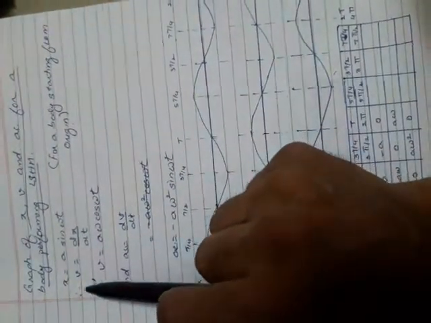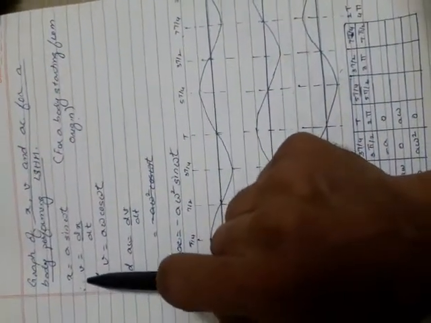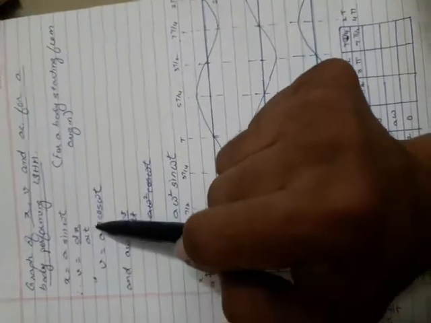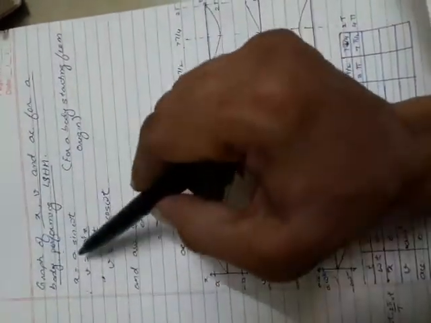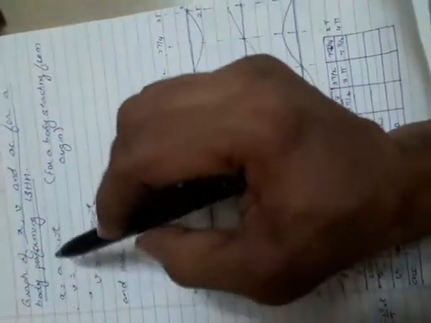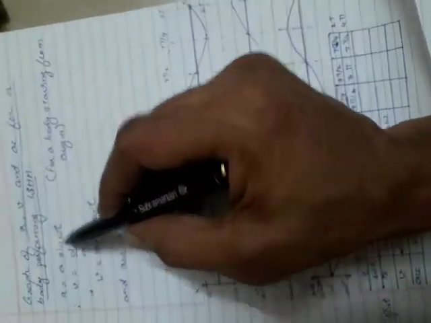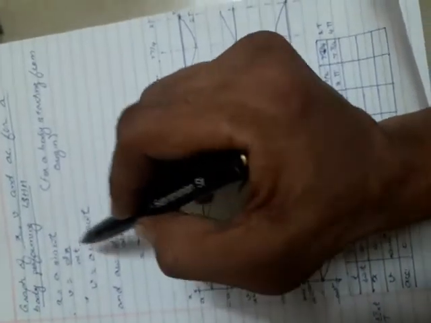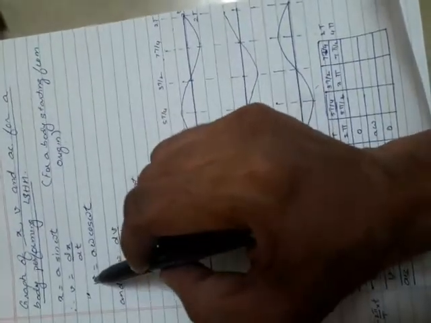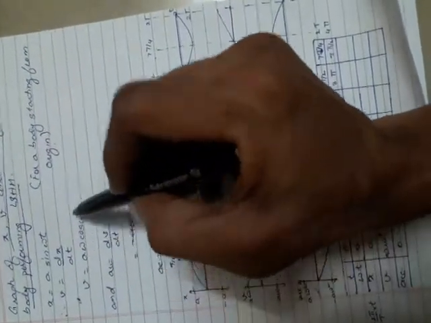With respect to that we get the value of velocity as a omega cos omega t, because we know the differentiation of sin omega t. What is the differentiation of sin omega t? It is omega cos omega t. So the equation for v becomes a omega cos omega t.